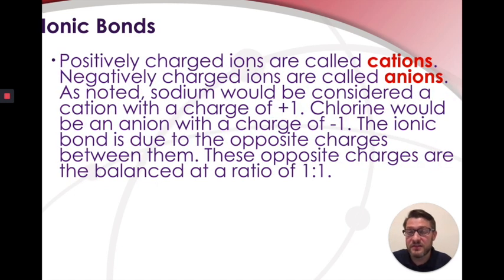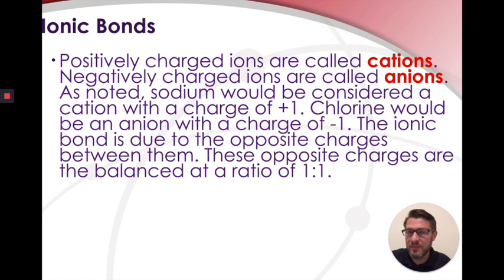Positively charged ions are given the name cations, and negatively charged ions are given the name anions. The easiest way to remember that is to think of a cation. The t looks kind of like a plus, so think of the plus as in positive.